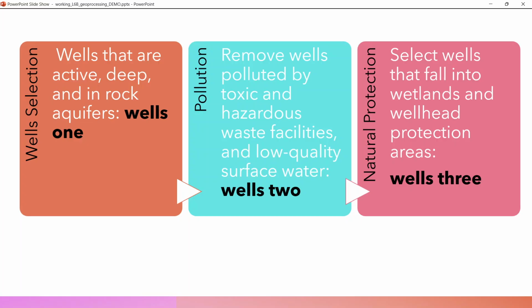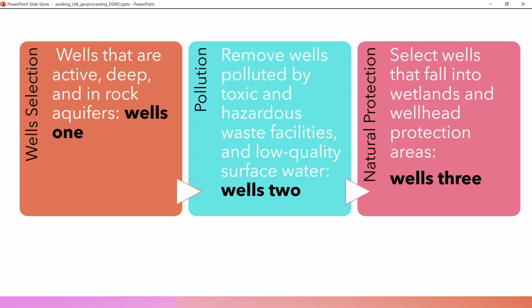Then we are going to focus on potential pollution sources. First of all, we will look into pollution from toxic facilities, or TRIs, and hazardous waste facilities. And then we will also evaluate low quality surface water. That all is going to be combined into one big potential pollution area, and we will remove cells that fall within that area.